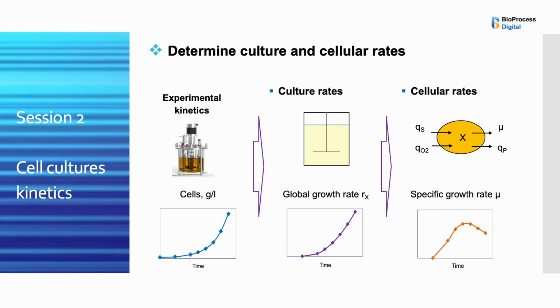In Session 2, you will further explore cell culture kinetics by determining the key reaction rates that govern the process. Using experimental data, you will sequentially calculate culture rates of cell growth, death, and metabolism, and the corresponding specific cellular rates. Understanding how these rates evolve over time is essential for developing accurate and predictive simulation models of cell culture behavior.